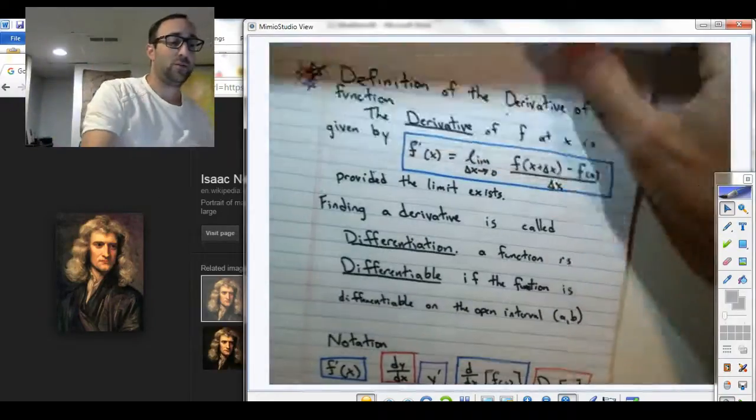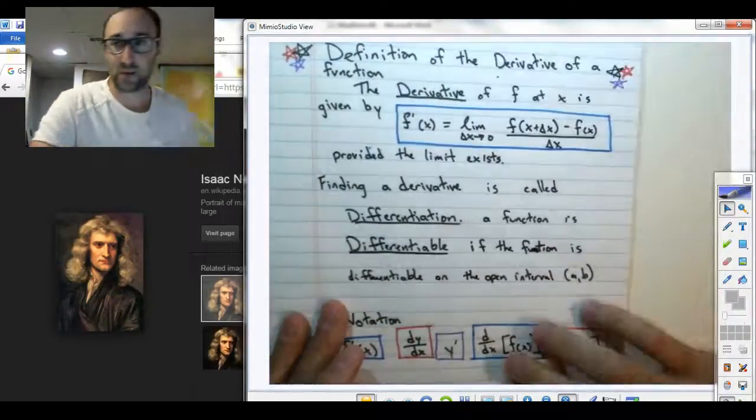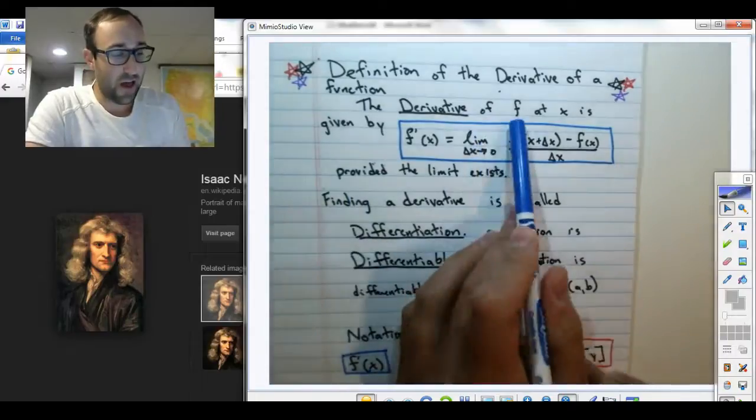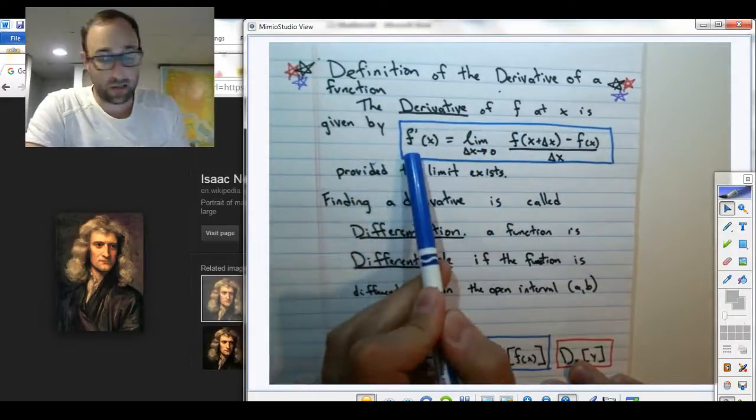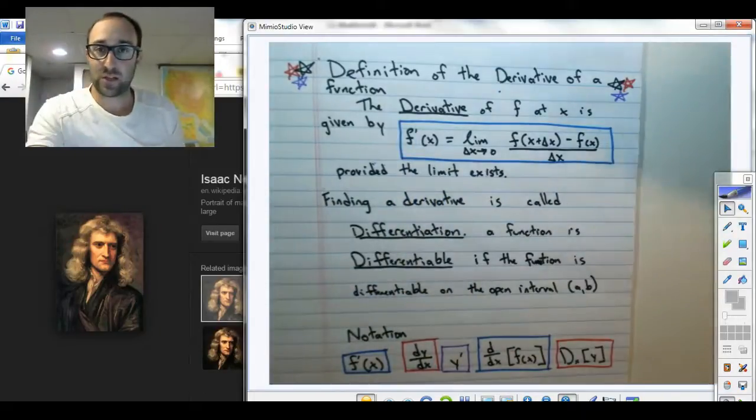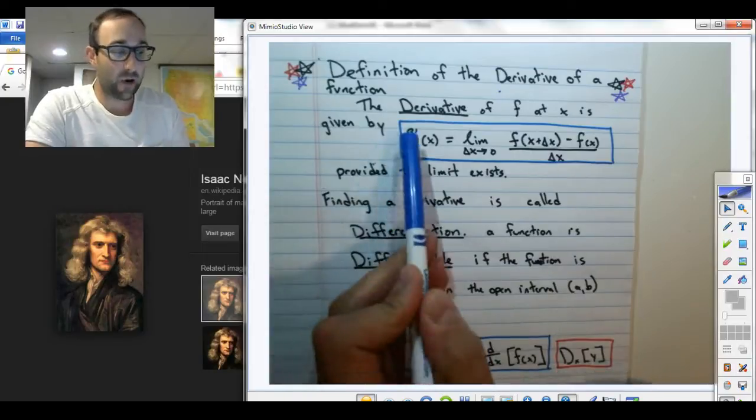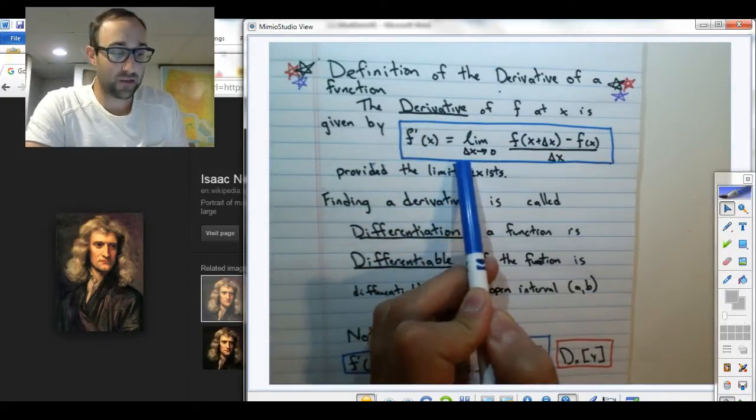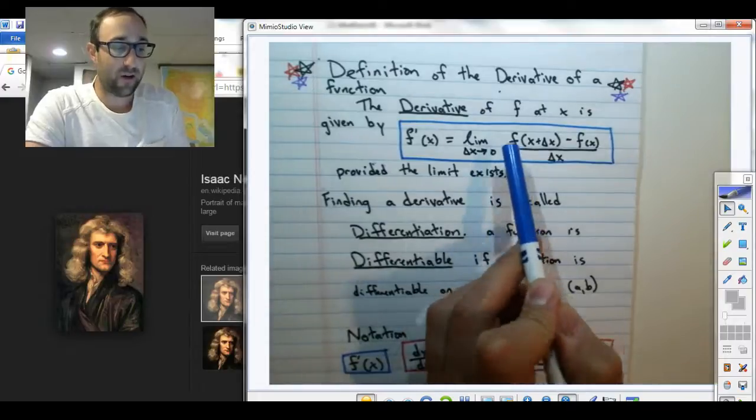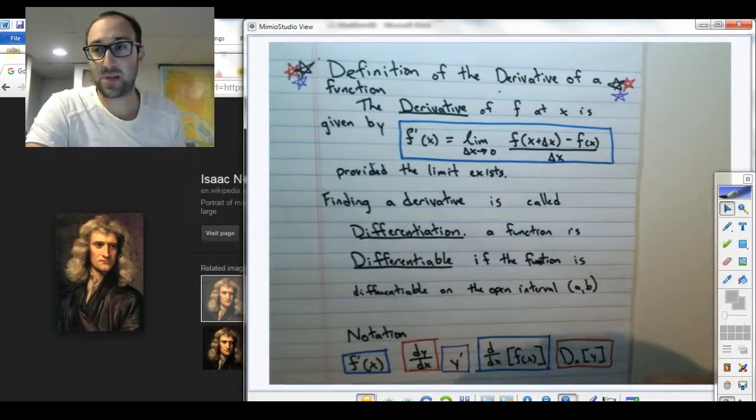Okay, good. Now, let's actually get into the definition of a derivative of a function. The derivative of f at x is given by f prime of x. If you remember from geometry when we moved an image from here to here, we said the new image was a prime, b prime, c prime, that kind of stuff. Same idea. f prime of x equals the limit as delta x approaches 0 of f of x plus delta x minus f of x all over delta x. The exact same thing as a limit, provided that limit exists.